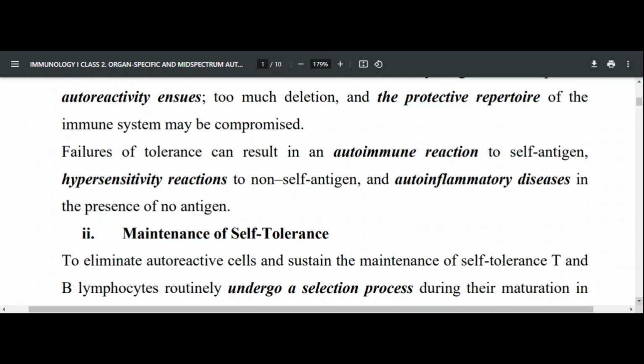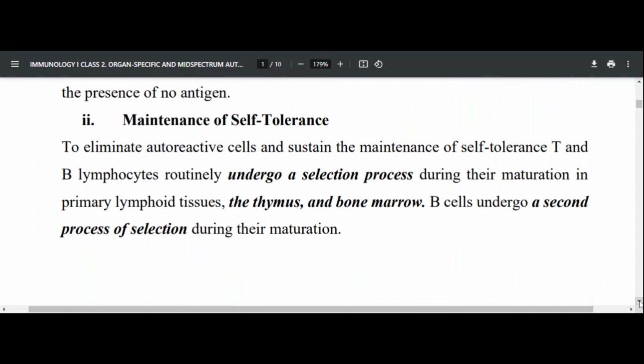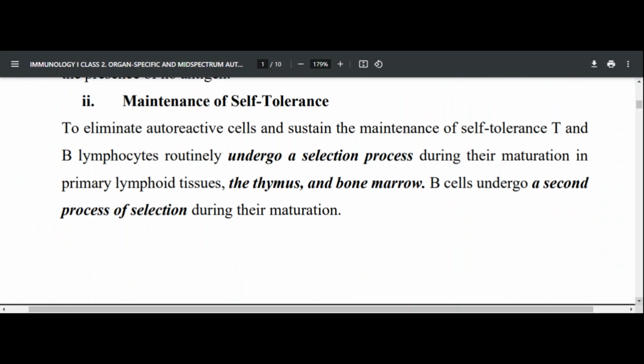How is self-tolerance maintained? To eliminate autoreactive cells and sustain the maintenance of self-tolerance, T and B lymphocytes have to undergo a selection process during their maturation, and that happens in primary lymphoid tissues. You remember that the primary lymphoid tissues for T lymphocytes are, of course, the bone marrow and the thymus, and for B lymphocytes, it is the bone marrow only. That is where this selection process takes place in order to maintain self-tolerance.